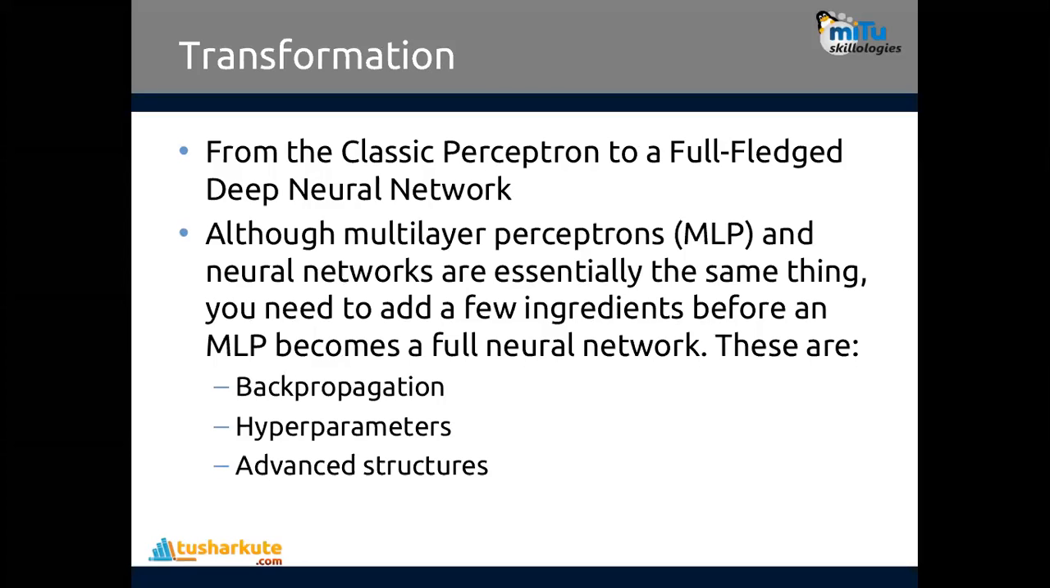a few things are expected. Although MLP and neural network are essentially the same thing, you need to add a few ingredients before an MLP becomes a full neural network. In general, in deep learning with advanced neural networks, pre-processing is done by the neural network itself because it has those abilities. We are adding layers and the ability to learn. When these ingredients are added, they convert your MLP into a fully connected neural network.